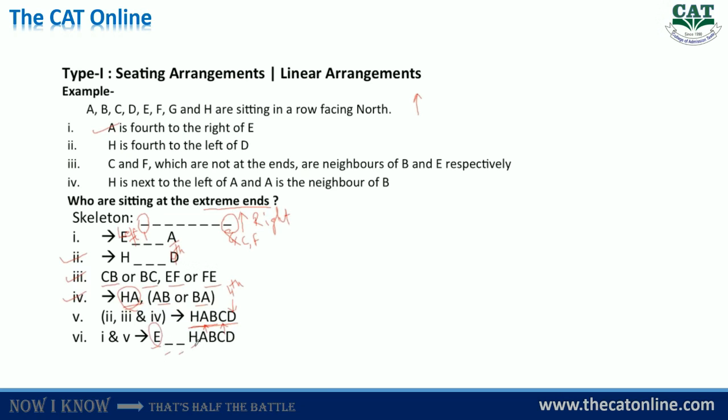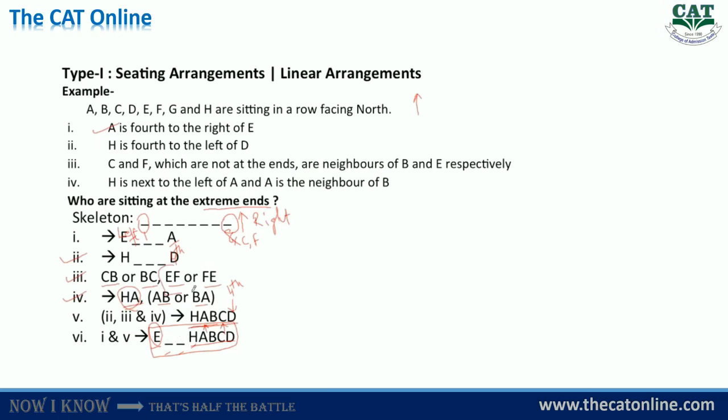And how many people can you count over here? 5, 6, 7, 8. So this will be some way how the final arrangement will look like. So we have E over here, H, A, B, C, D. So now 2 people are remaining. Those are F and G.